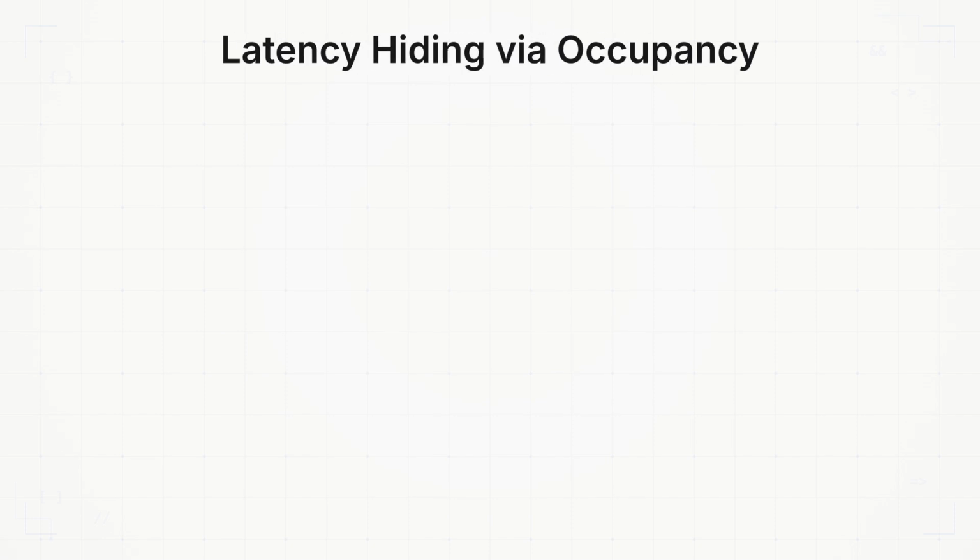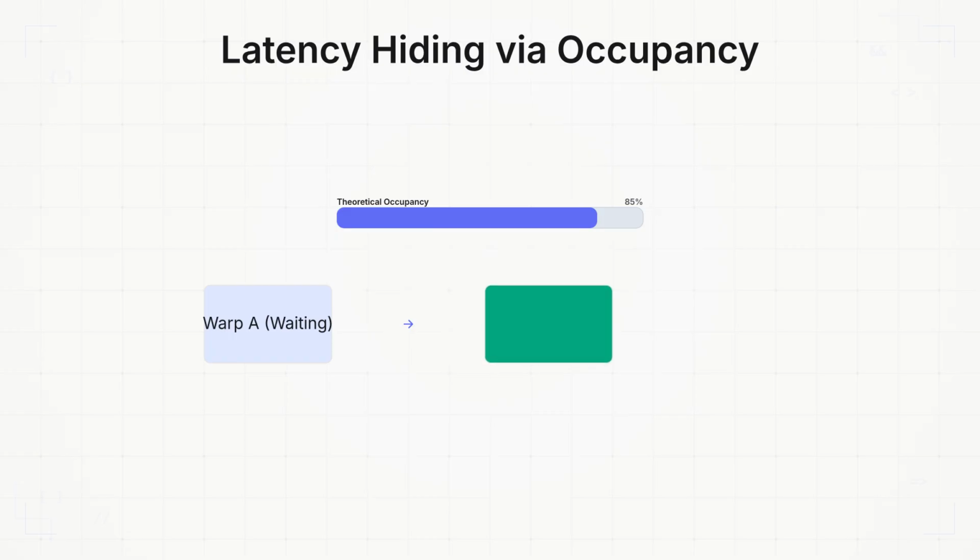If you can't reduce the latency, you have to hide it. This is where occupancy comes in. Occupancy is the ratio of active warps to the maximum possible warps on a streaming multiprocessor. Think of it as having enough backup workers. When one group of threads hits a memory wall and has to wait 400 cycles, the GPU scheduler instantly swaps them out for a group that is ready to compute.